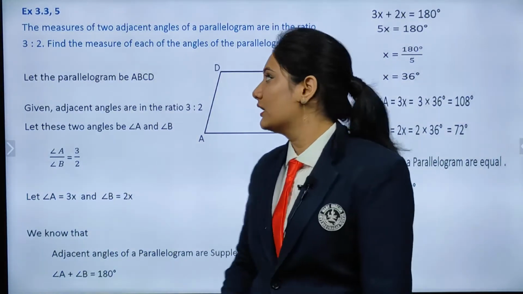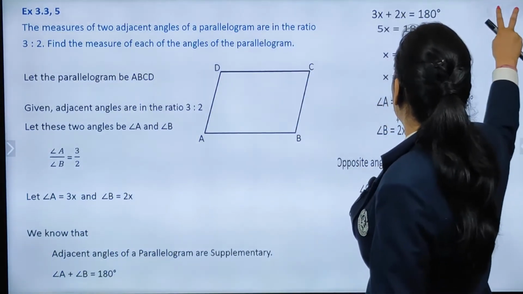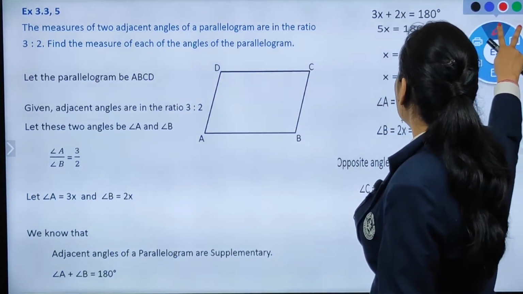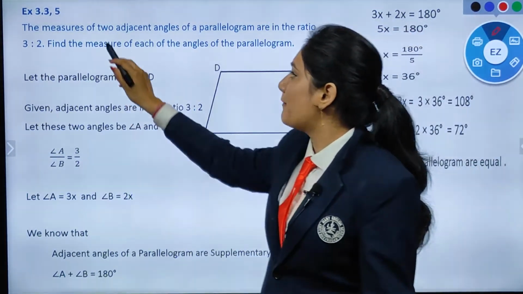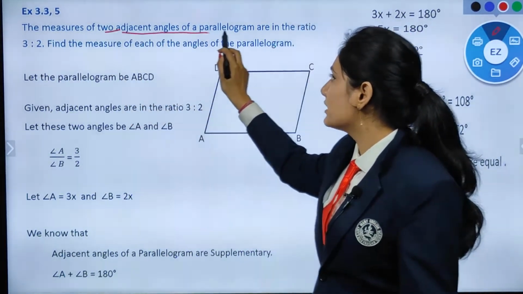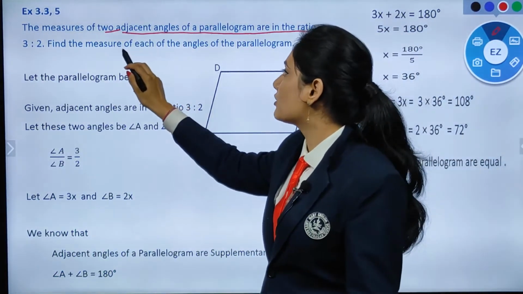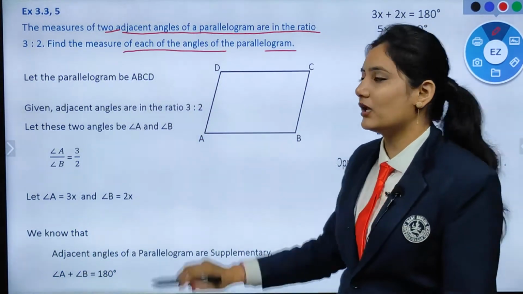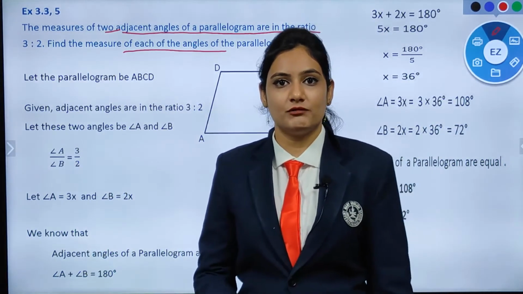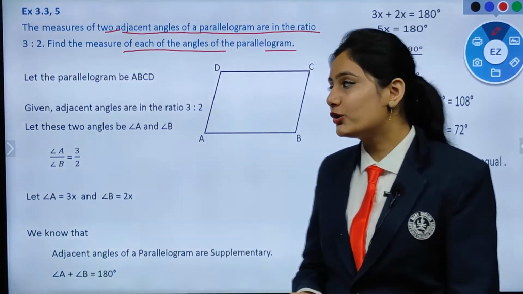See children, the next question, it is written that you have to find the measures of two adjacent angles are in the ratio 3:2. You have to find the measure of each angle of the parallelogram. The angles are not given, but they are in the ratio. So what can you do?